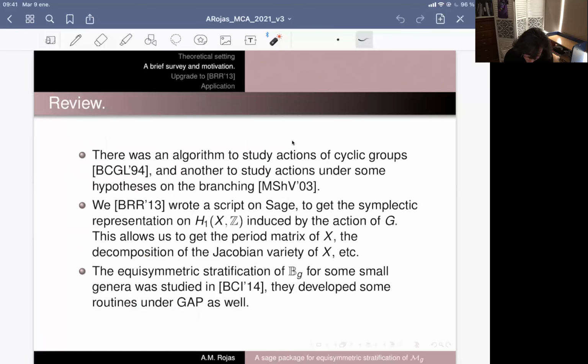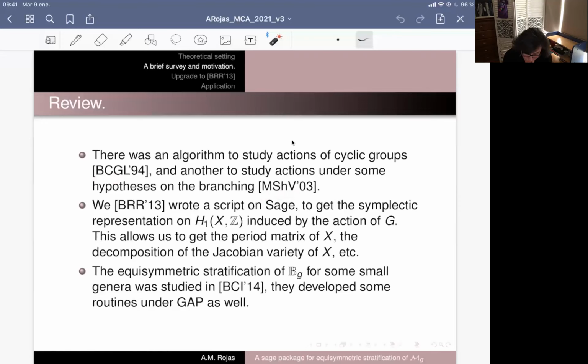So now let's move to the motivation and a review of what was already there. For instance, there was an algorithm to study cyclic group actions due to Bujalance, Costa, et al. And another one studied group actions under some other constraints on the branching data, from Magaard, Shpectorov, and Völklein from 2003.